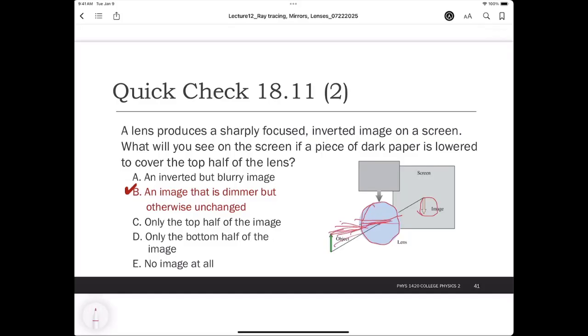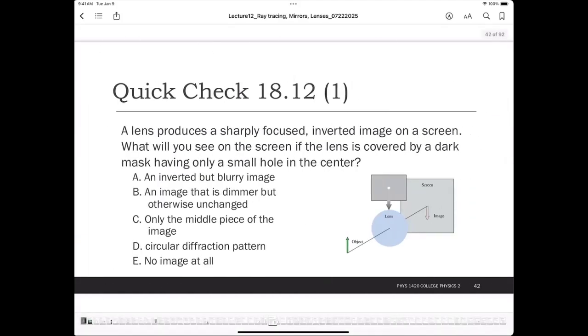But if you cover it, it's just half of the light rays. Does that make sense to you? Okay, let's talk about the other one.